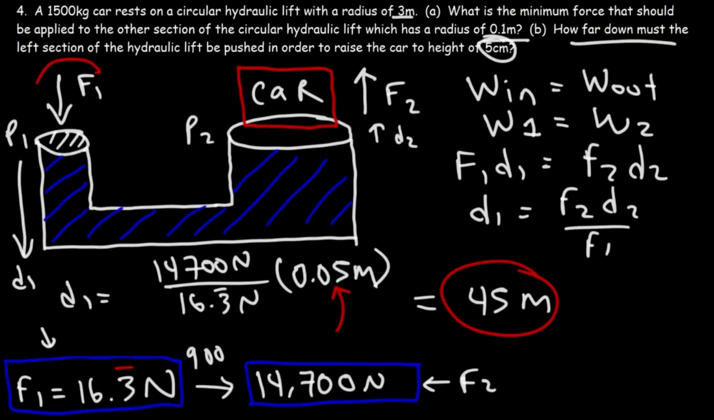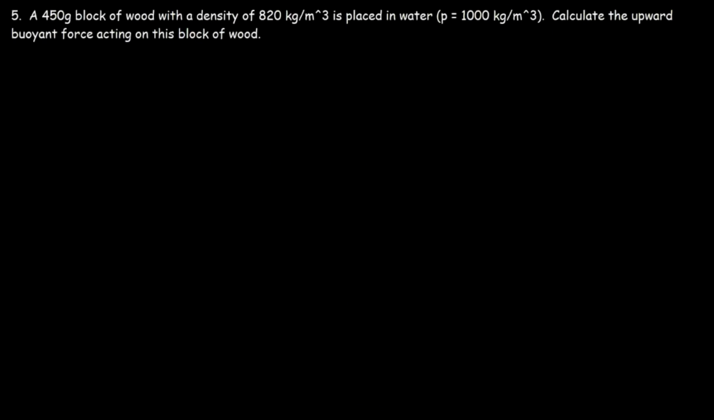So in order to multiply this small force into a large force, we need to push down the left section very far in order to get a large force where it's only going to go up by a small amount. So there's a trade-off here, as you can see. Energy must be conserved. So that's basically it for the hydraulic lift. You can use it to multiply forces.